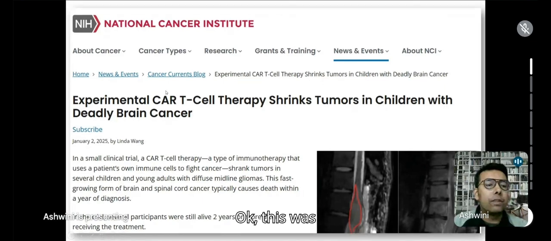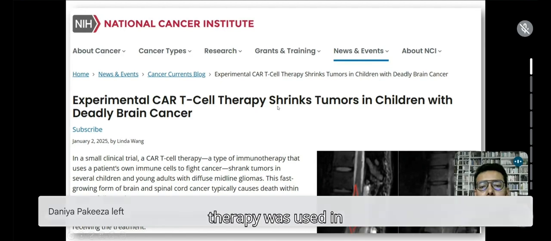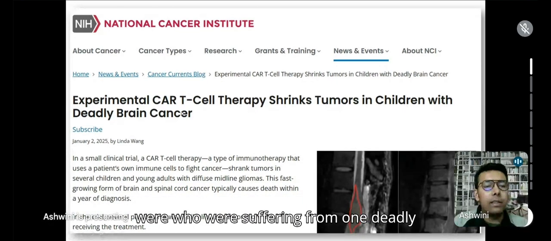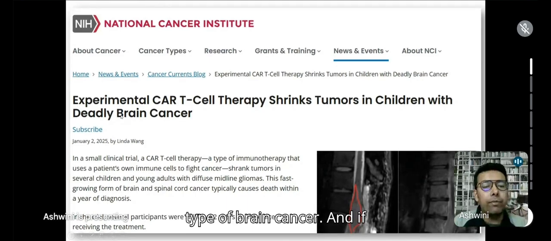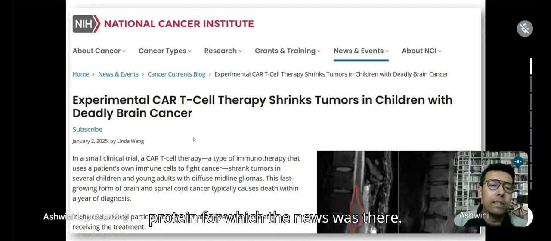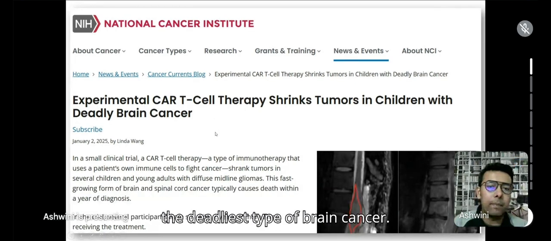okay, this was a very recent news where a CAR T cell therapy was used in trial in certain children who were suffering from one deadly type of brain cancer. And if you can see this picture, this protein GD2 against which the CAR is developed, GD2 is actually the protein for which the news was there. So if there is an expression of GD2 in a brain cancer, it is considered as one of the deadliest type of brain cancer.